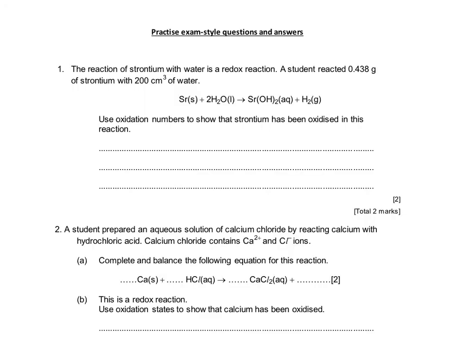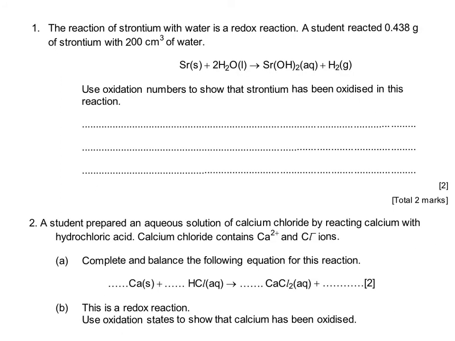So let's now have a look at this in exam style questions. The first question says, use oxidation numbers to show that strontium has been oxidized in this reaction. The best thing to do at this point is to put in the oxidation numbers for everything like we looked at before. And I'm actually going to make the page a little bigger to give us some room to do that. So what you need to do now is draw a little line from the element on one side to the same element on the other. So we'll start with strontium.